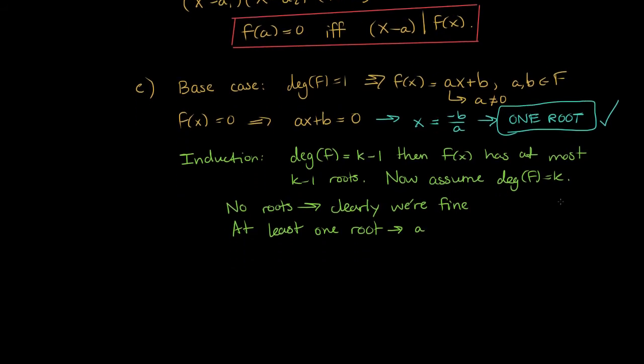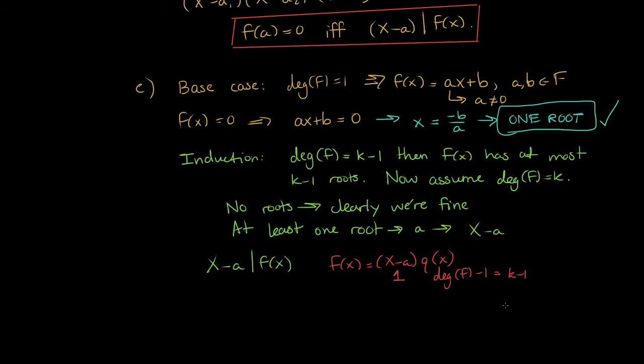And what we can do is consider x minus a. Because a is a root, we know that x minus a is going to divide f of x. And remember that another way of writing this is to say that we can write f of x as x minus a times some quotient, q of x. x minus a has degree 1. And because degrees add when we multiply polynomials, this tells us that q of x must have degree of f minus 1. And degree of f is k, so degree k minus 1.